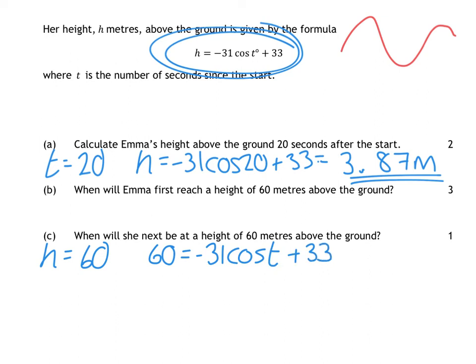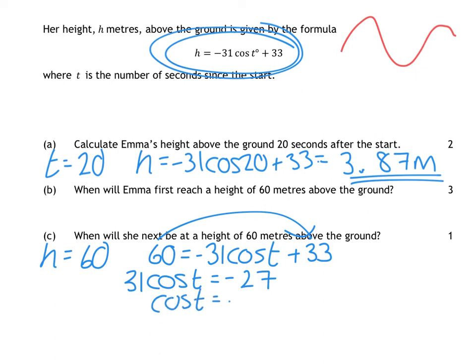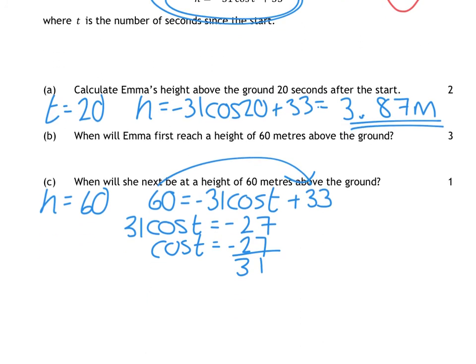I'm going to move the 31 cos t over because I don't like negatives in front of my letters. So that becomes positive 31 cos t, and the 33 is going to go over and become minus 60. So 33 minus 60 is negative 27. I'm then going to divide that by 31, so negative 27 over 31, and I'm going to leave it like a wee fraction.